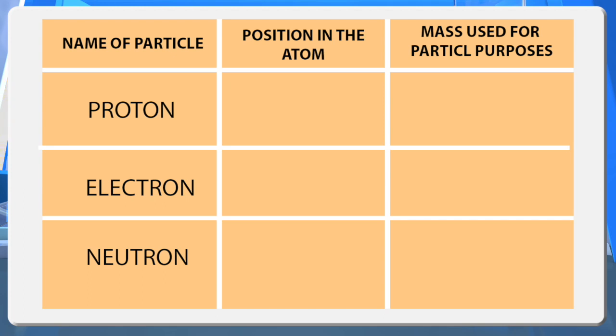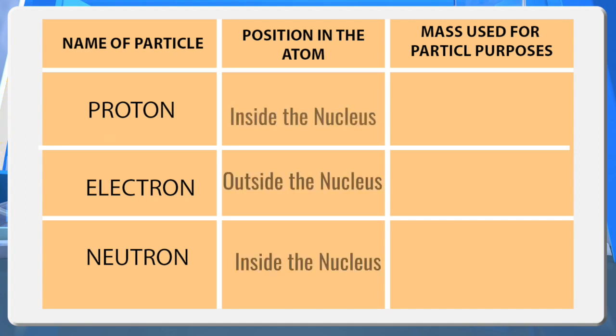In the second column, we have position of particles. In the atom, proton and neutron are situated in the nucleus and electron can be seen outside the nucleus. In the third column, we have mass of the particles. The mass given are used for practical purposes.